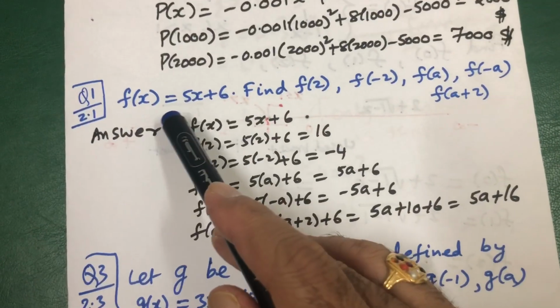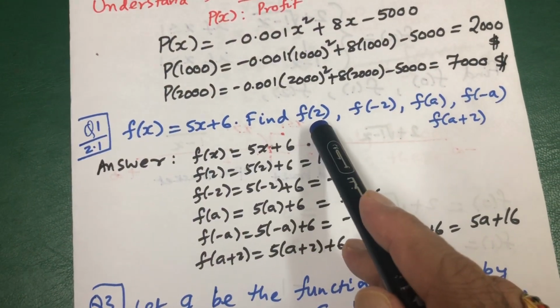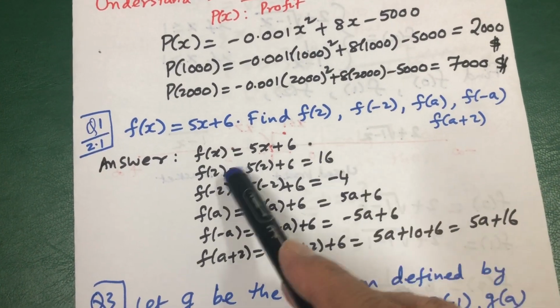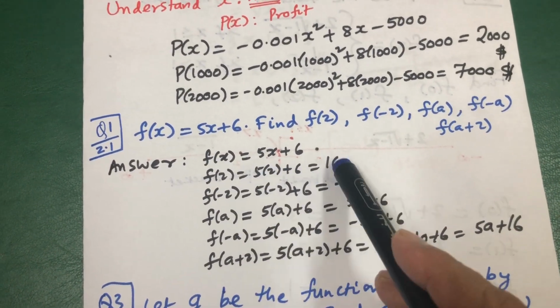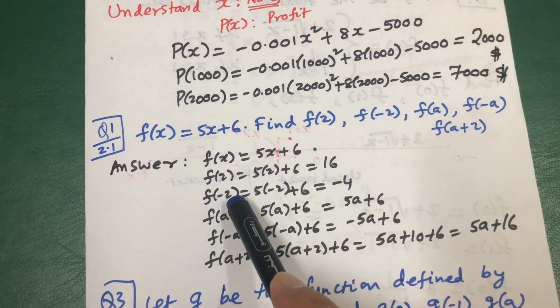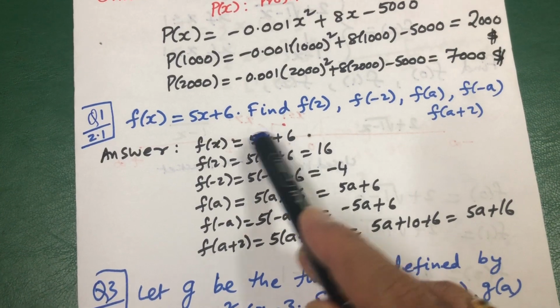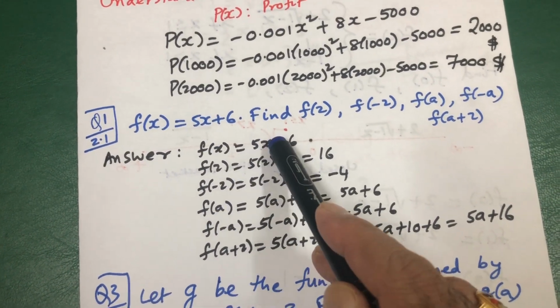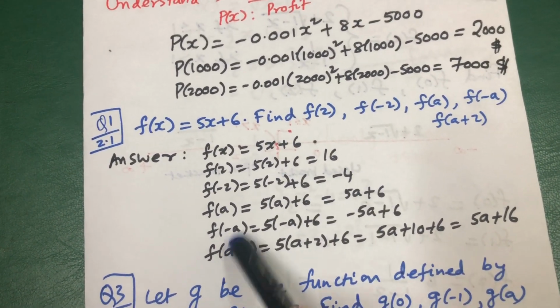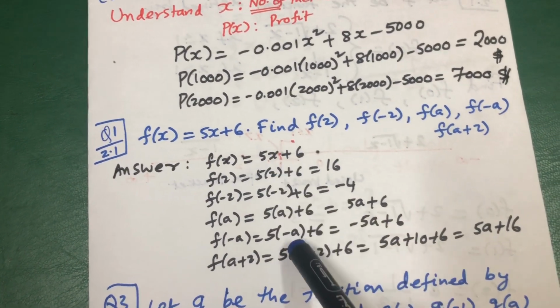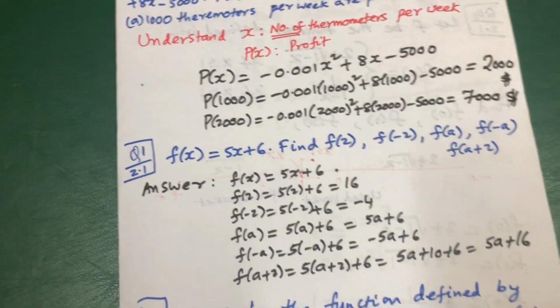Let us do another problem. f(x) is equal to 5x plus 6. Find f(2), f(-2), f(a), f(-a), f(a+2). So f(2) means 5 into 2 plus 6, 16. f(-2) means 5(-2) plus 6 is equal to minus 4. f(a) is replace x with a, 5a plus 6. And f(-a) means replace x with -a, 5(-a) plus 6. So 5 times minus a will be minus 5a plus 6.